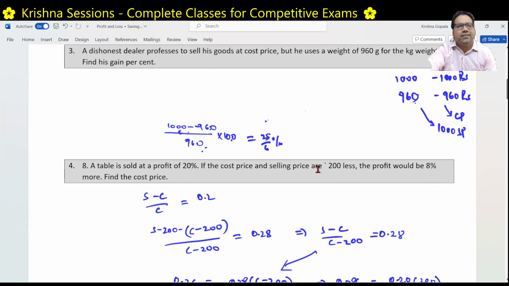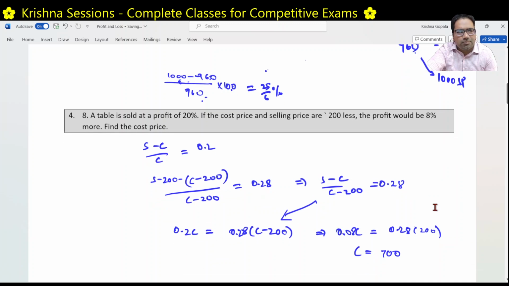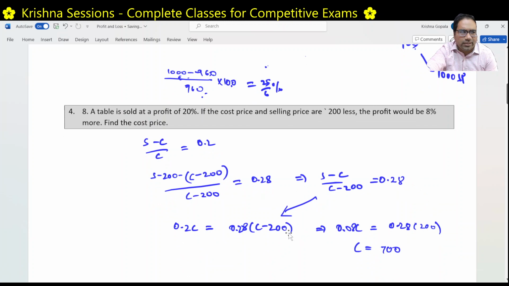Now what he is saying, if S is 200 less, C is also 200 less. What that means? S minus 200 minus C minus 200, by C minus 200, is 8% higher, equal to 0.28. Right. So 200 will cancel: S minus C by C minus 200 equal to 0.28. What is this S minus C? From the earlier equation, S minus C equal to 0.2 into C. Let's substitute that: 0.2 C is equal to 0.28 into C minus 200.